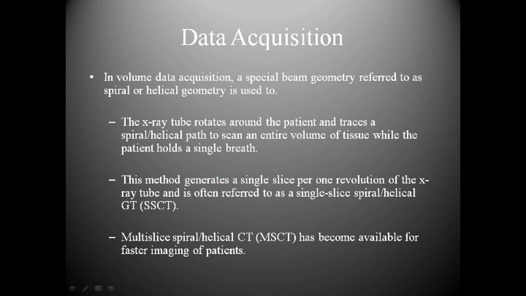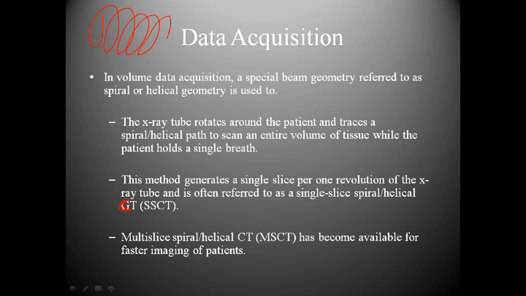In volume data acquisition, we see that a special beam geometry referred to as spiral or helical geometry is used. We saw that it's this pathway. The X-ray tube rotates around the patient and traces a spiral or helical path to scan an entire volume of tissue while the patient holds a single breath. This method generates a single slice for one revolution of the X-ray tube. It is often referred to as a single slice spiral helical CT.